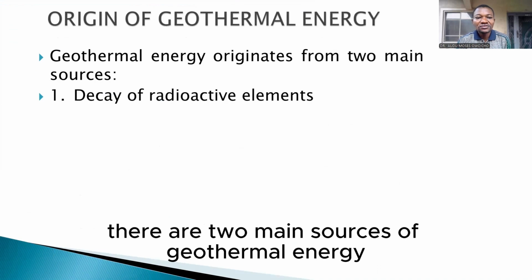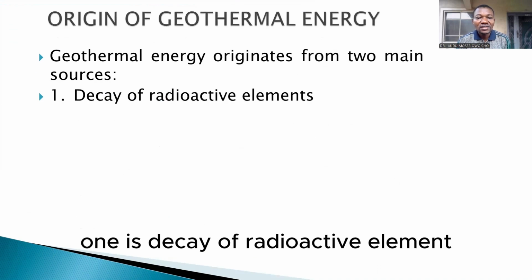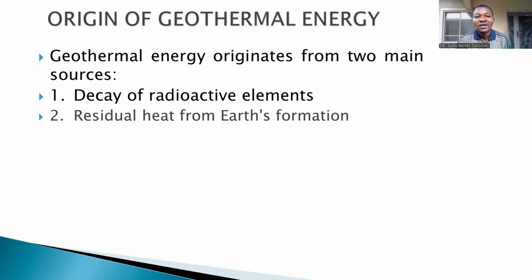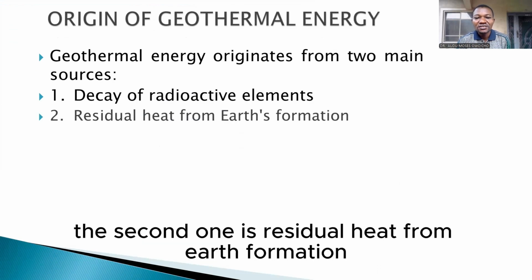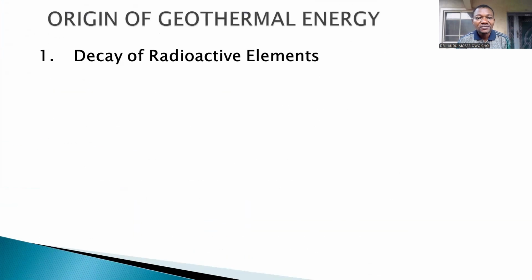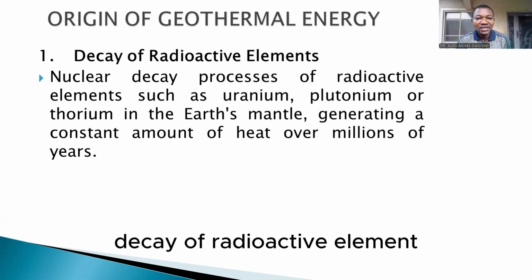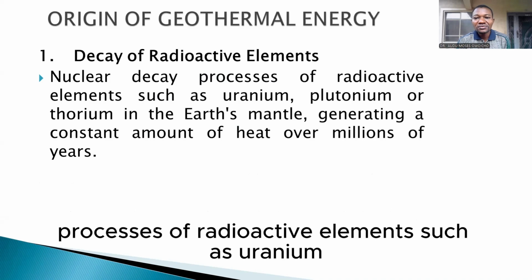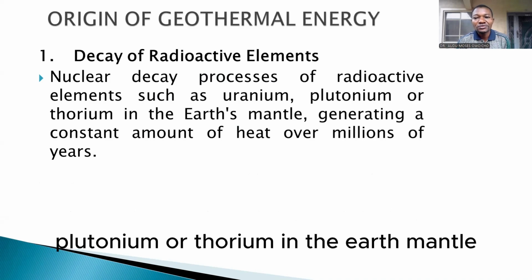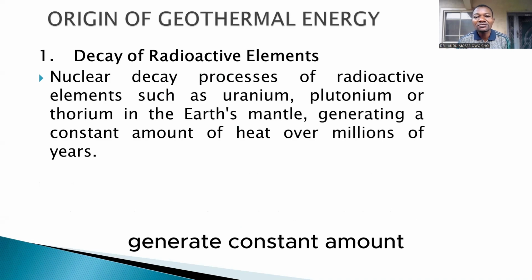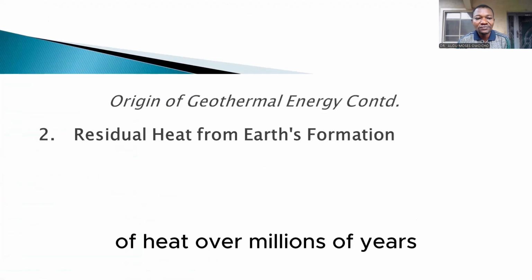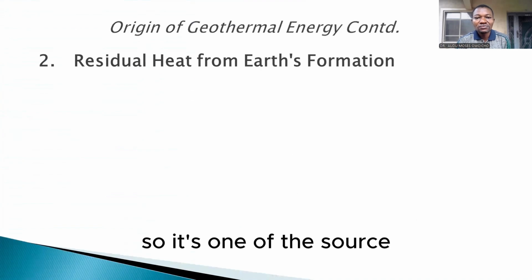There are two main sources of geothermal energy. One is decay of radioactive element. The second one is residual heat from earth formation. Let's look at each of them. Decay of radioactive element. Nuclear decay processes of radioactive elements such as uranium, plutonium, or thorium in the earth mantle generate constant amount of heat over millions of years. So it's one of the sources.